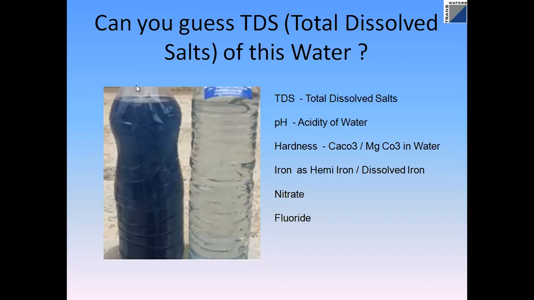The next parameter, if you see here, is the pH of the water. The pH of the water decides the acidity of the water. If the value of pH is less than 7, it's acidic. If the value of pH is more than 7, it's alkaline. The government norm is 6.5 to 8.5; above 6 is okay to drink.